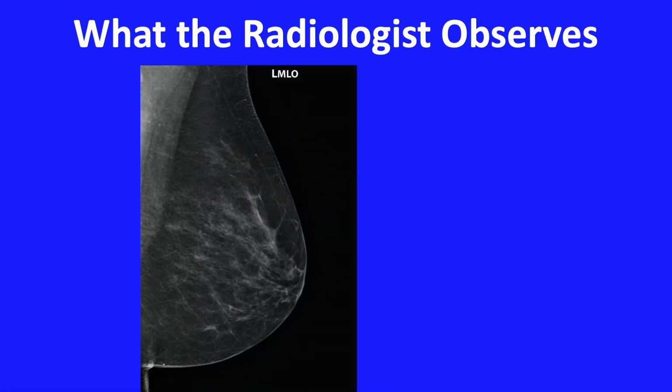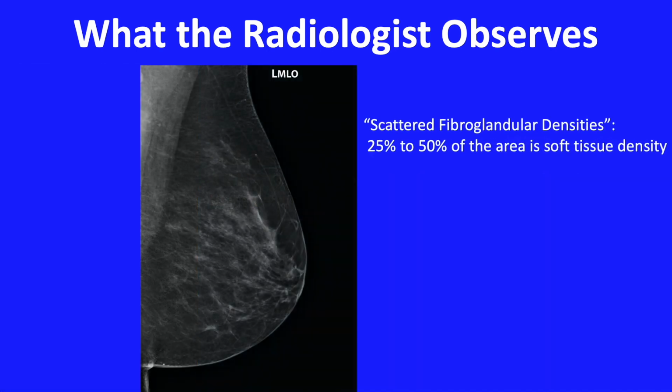In this second example, we see scattered fibroglandular densities. In these breasts, 25 to 50% of the area is soft tissue density. The assignment of breast density by radiologists is subjective and not highly reproducible.